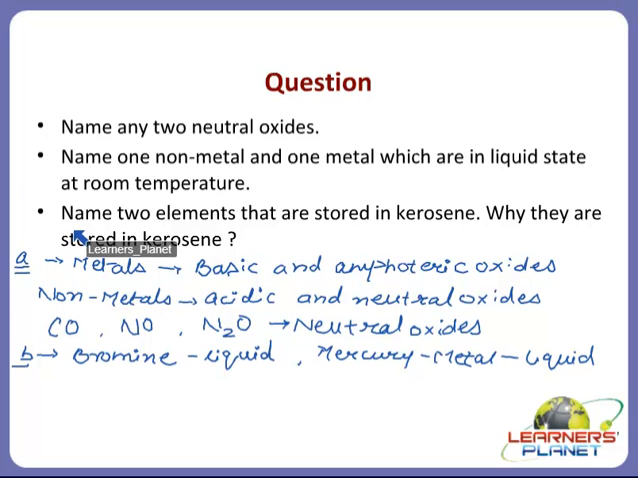Now, our next question is, name two elements that are stored in kerosene and why they are stored in kerosene. So, go to the reactivity series again. What are the metals which have the topmost positions in the reactivity series? They are sodium and potassium. Potassium is the first and then is your sodium. So these are the metals which have the top positions in the reactivity series.